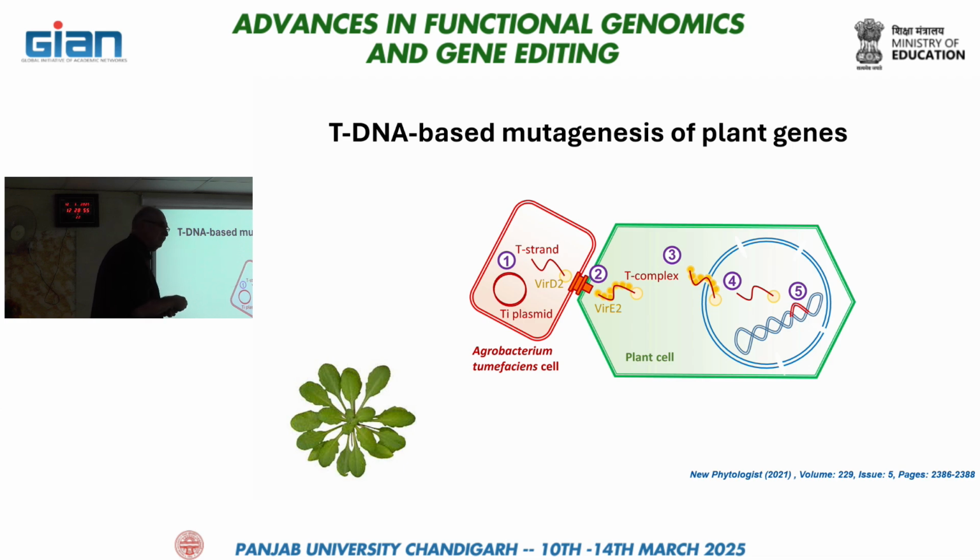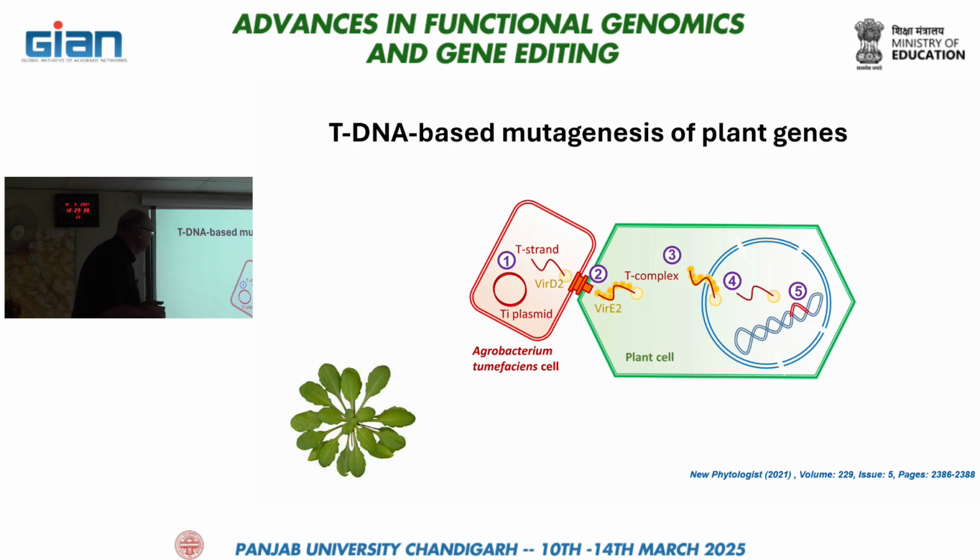tDNA-based mutagenesis of plant genes, and actually you had a lecture about it and a tutorial. Am I right? Yeah. So you probably understand the principles, but what I want to say is that we can use Agrobacterium tumefaciens to introduce a fragment of tDNA, because you know that Agrobacterium tumefaciens has the Ti plasmid, and the fragment of this plasmid called tDNA is inserted into the genome of the infected plant. But this is a random process.